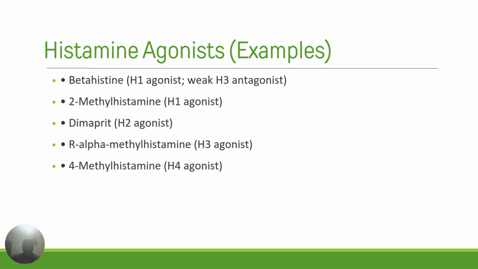Another chemical is dimaprit. Dimaprit is an agonist for histamine 2 receptors. And we have R-alpha-methylhistamine, which is an agonist for H3 receptors. Lastly, we have 4-methylhistamine, which is an agonist for H4.